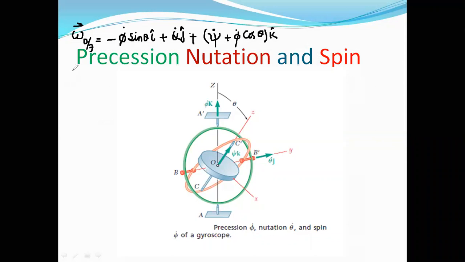And we had also obtained the angular velocity of the rotating frame of reference with respect to the ground frame of reference, as it was equal to minus phi dot sine theta I cap, plus theta dot j cap, plus phi dot cos of theta k cap.